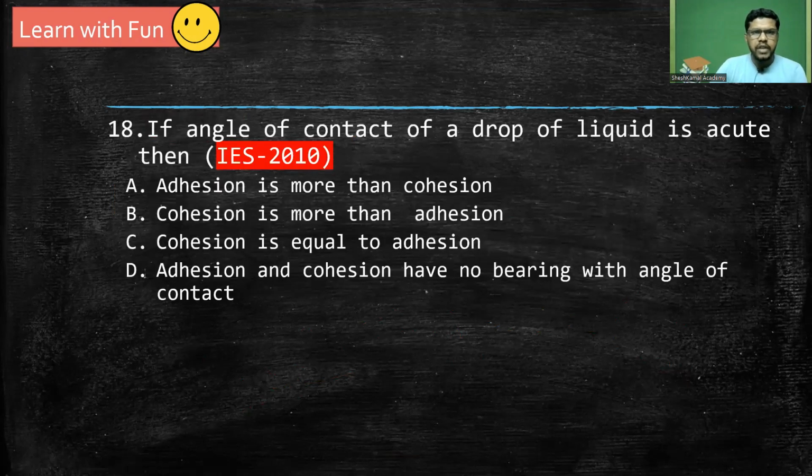The next: if the angle of contact of a drop of liquid is acute, then option A is adhesion is more than cohesion. B, cohesion is more than adhesion. Option C is cohesion is equal to adhesion. Option D is adhesion and cohesion have no bearing with angle of contact. So option A will be the correct answer, because when there is an acute angle, there is a rise of capillary, and the rise of capillary is possible when adhesion dominates the cohesion. The option A is the correct answer. Adhesion is more than the cohesion.